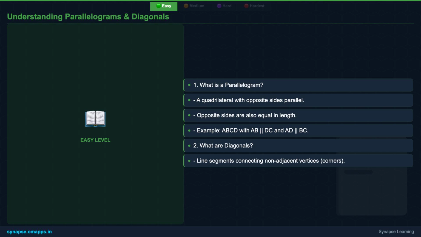For example, if you have a parallelogram ABCD, side AB is parallel to DC, and side AD is parallel to BC. Next, what are diagonals? These are simply lines drawn inside the parallelogram that connect opposite corners, or vertices. In our ABCD example, AC and BD are the diagonals. They crisscross inside the shape, creating an intersection point. This brings us to a very special rule about them.